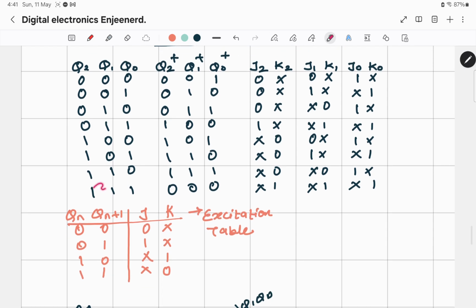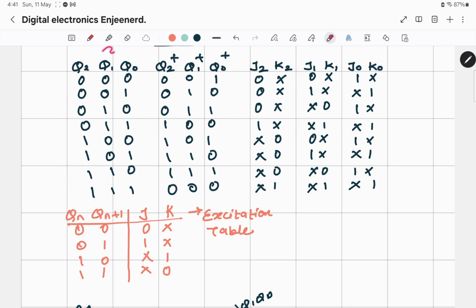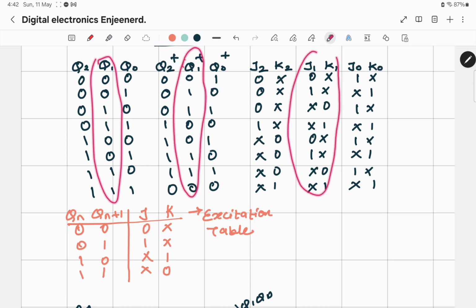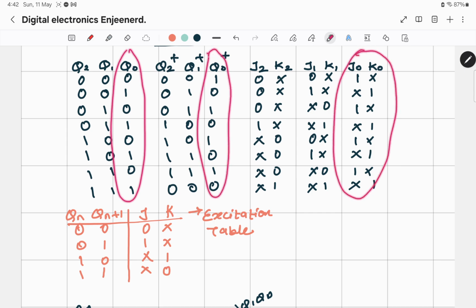Similarly, one more example, if I have 1 and I want a 0, my excitation says I should have x1 and I have an x1 at J2 K2. So in this way, by looking at Q2 and Q2 plus, you will fill your J2 and K2. By looking at Q1 and Q1 plus, you will fill your J1 K1. And by looking at Q0 and Q0 plus, you will fill your J0 K0.